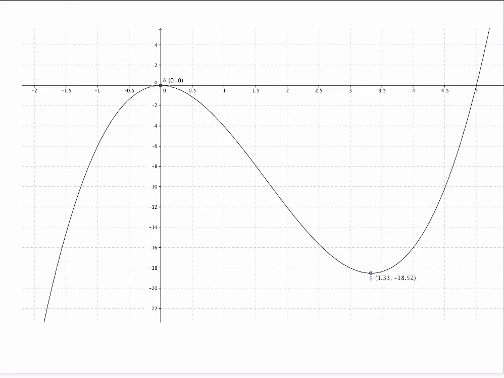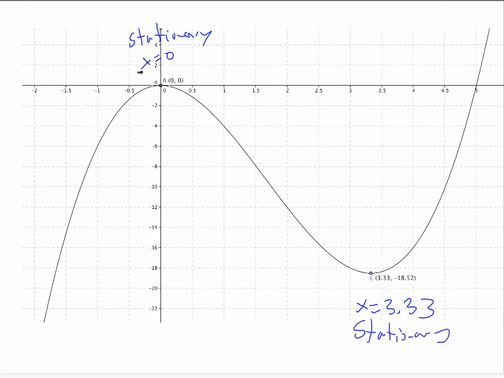So here, if you look at this question, look at this graph, we have two stationary points. Okay, we have at x equals 0, it's a stationary point, and at x equals 3.33, we have a stationary point. So the derivative is 0 at both of those points. At the stationary points, the derivative is 0.